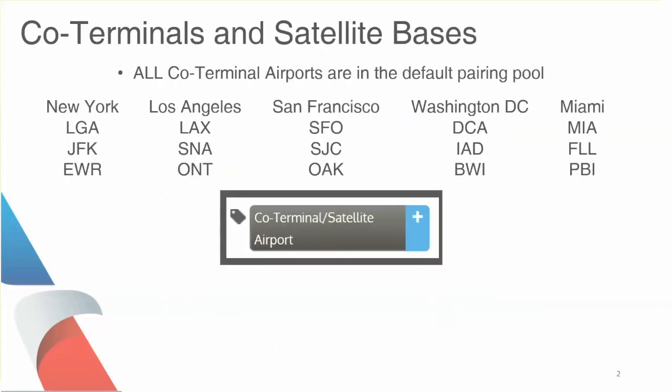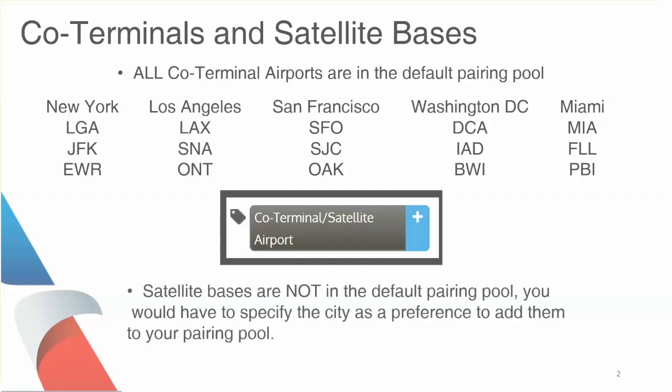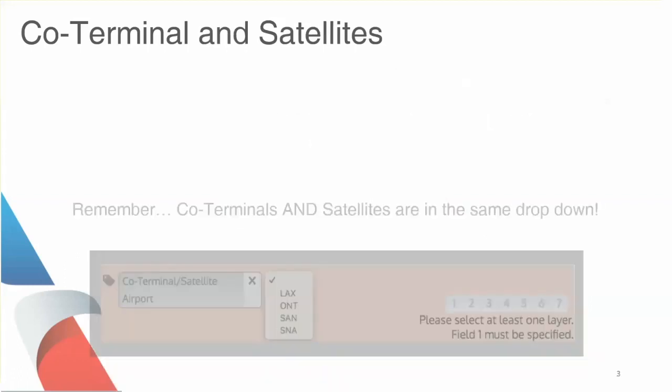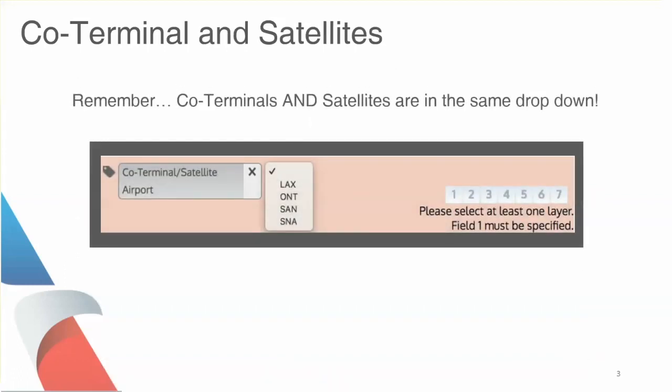All co-terminal airports are in the default pairing pool. Satellite-based pairings are not. To bid for these pairings, you would have to use the co-terminal satellite property and specify the city of the satellite base as your preference. It's very important to remember co-terminals and satellites are in the same drop-down.